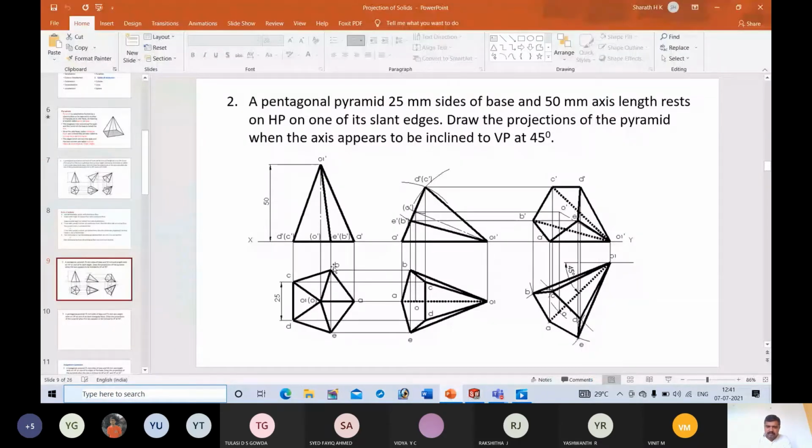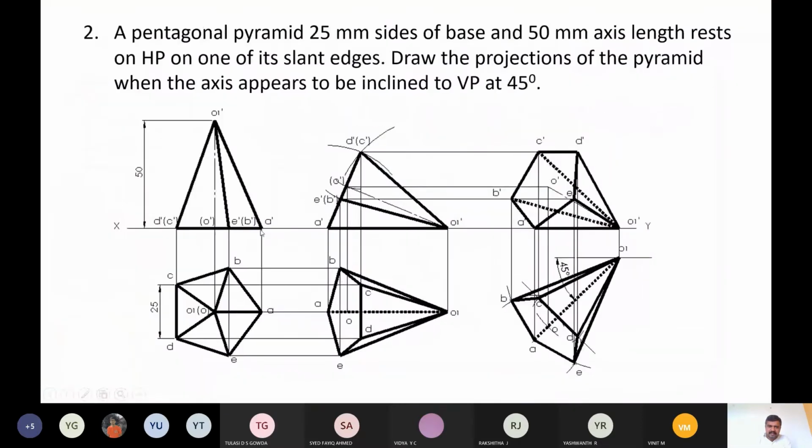Since it is resting on slant edge, slant edge means the line connecting A to O1, E to O1, B to O1. So these are the slant edges: A to O1, B to O1, C to O1, D to O1, and E to O1. If it is resting on a slant edge, we should consider it as resting on a corner initially. If it is resting on slant faces, we should consider it as resting on a side. That you will understand later.